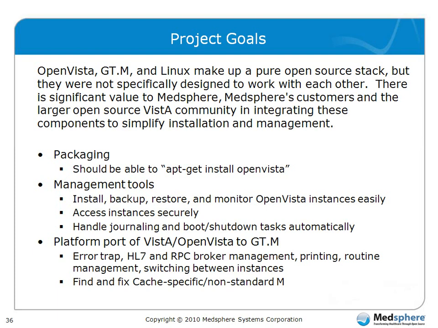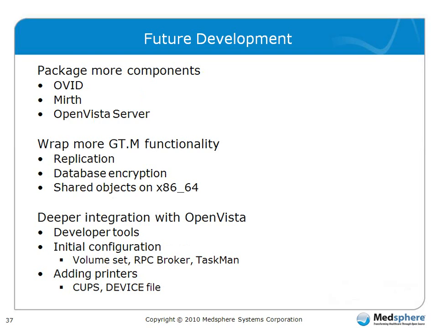The third thing, the main thing that we wanted to address, was the deficiencies in OpenVista itself. Like I mentioned, there's some Cache-specific code or non-standard MUMPS code. There are also touch points within OpenVista that talk to either the MUMPS engine or the operating system, and those are specific, and we found that some of those things weren't really complete. So basically what we did was we reviewed these things one by one and made the minimal changes possible to get those fully working. That work is all in the project.